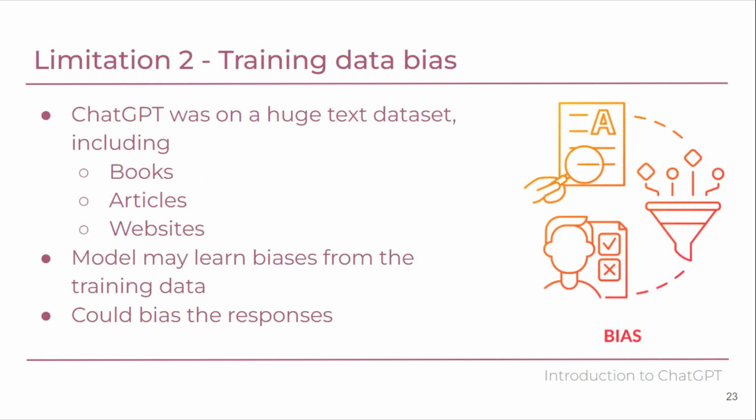Another limitation is potential bias in the training data. ChatGPT was trained on a massive text dataset from a variety of sources, including books, articles, and websites, but this data could contain biases. The model may learn these biases and produce biased responses.